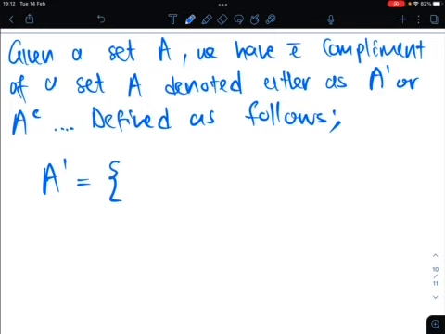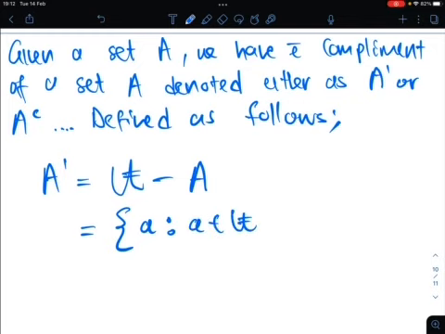So the A complement, in simple terms, can be defined as the universal set minus the set A. So that's what the complement is. The complement is just the difference between the universal set and that particular set. Which means that when we put it in notation, it is the set of x such that x is an element of the universal set, and at the same time x is not an element of A. So that's what we call the complement.